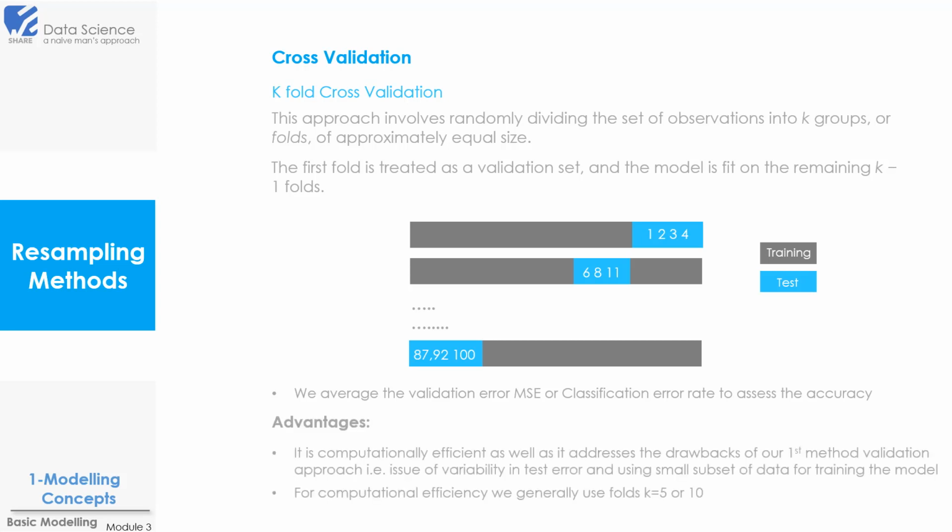The main advantage of this method is that it is computationally efficient. It also addresses the drawbacks of our first method, the validation approach, which was the issue of variability in test error and using a small subset of data for training the model. Now for computational efficiency, we generally use folds k equal to 5 or 10. So that was all about cross-validation.